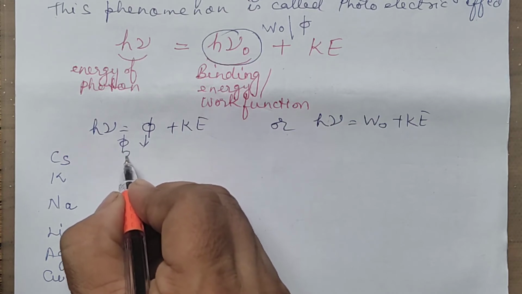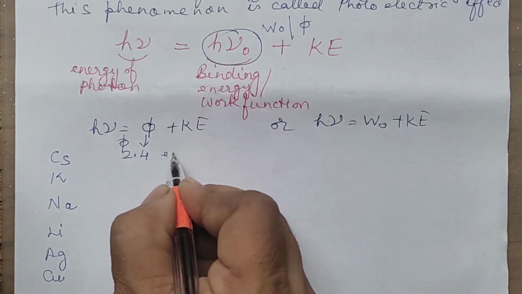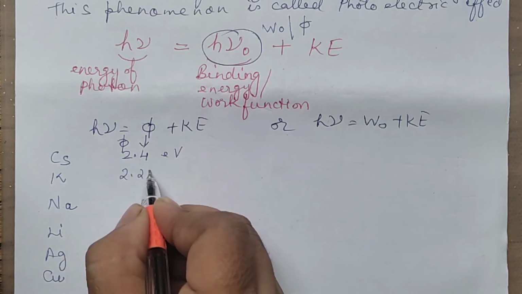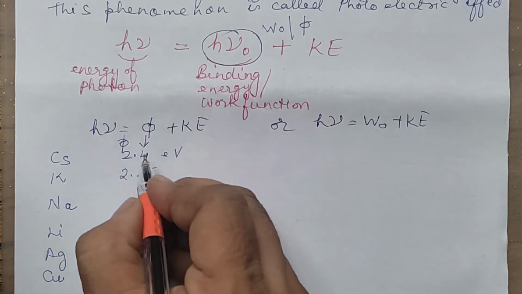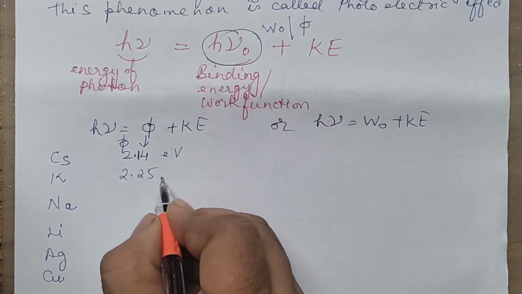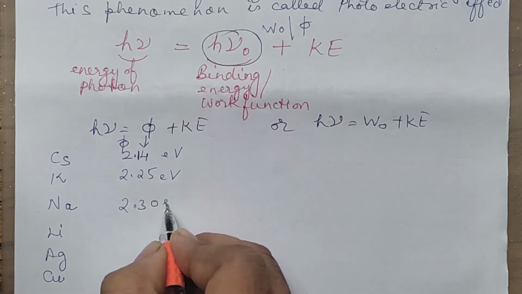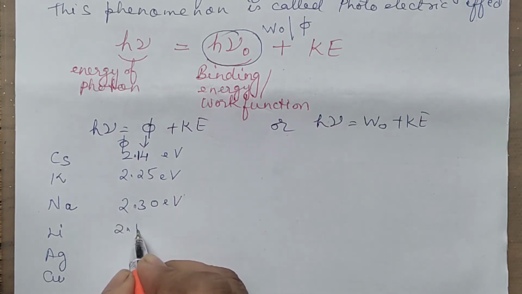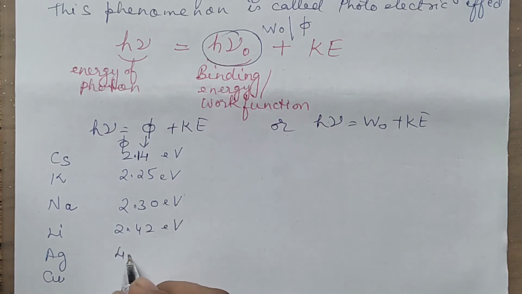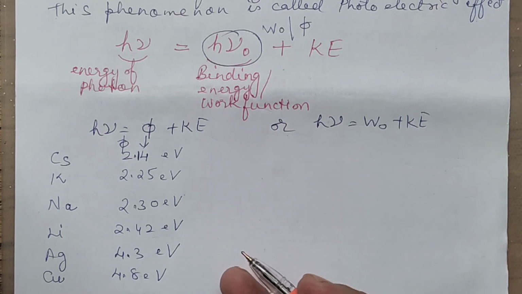If they are known to us, say cesium is 2.14, potassium 2.25, sodium 2.30 electron volt, lithium 2.42, and then 4.3 and 4.8 electron volt. These are the different work function values known for different metals. So out of these, which one will be the best metal which can be used in photoelectric cells?